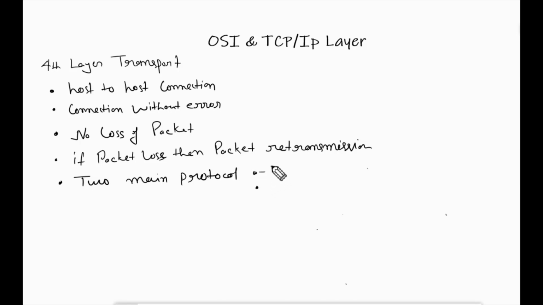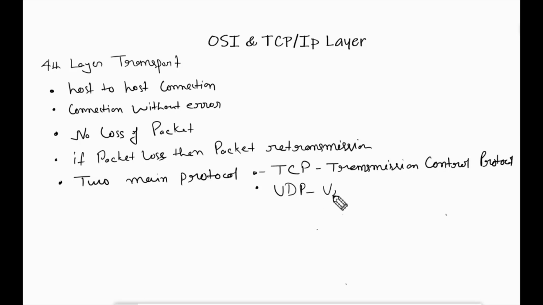The first one is TCP itself, Transmission Control Protocol, and the second is UDP, User Datagram Protocol. So these are the two major, or you can say the two main protocols of the transport layer.